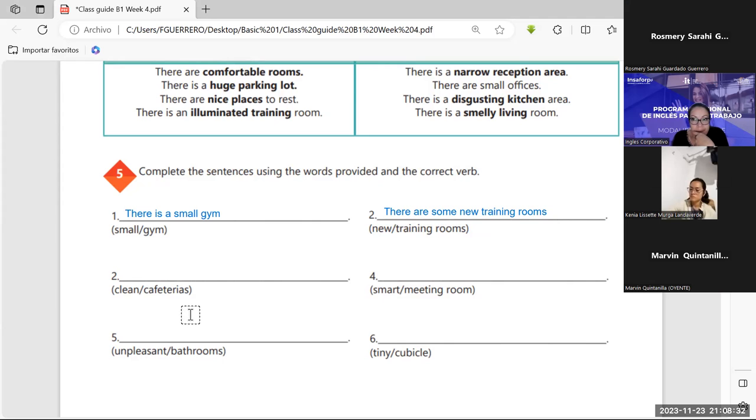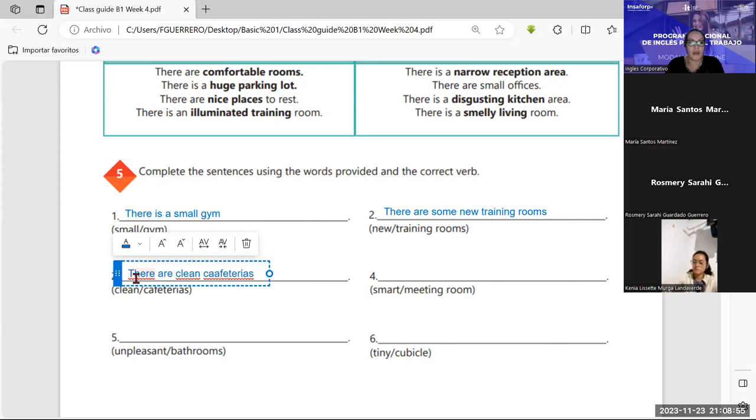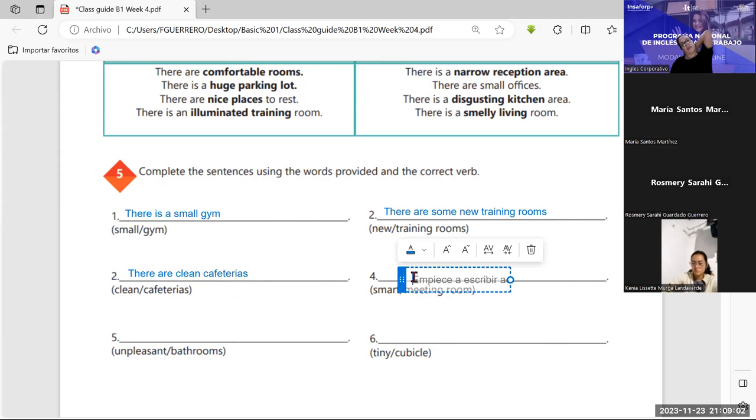There are clean cafeterias. Okay, excellent. There are clean cafeterias. Y le podemos poner some o a lot of o many clean cafeterias. There are clean cafeterias. And number four.